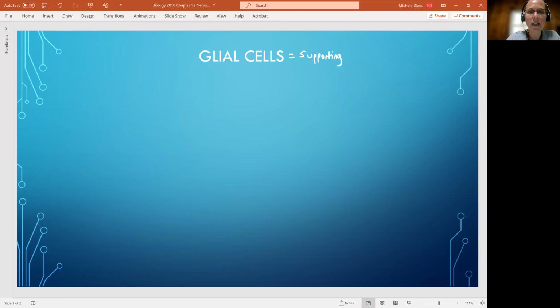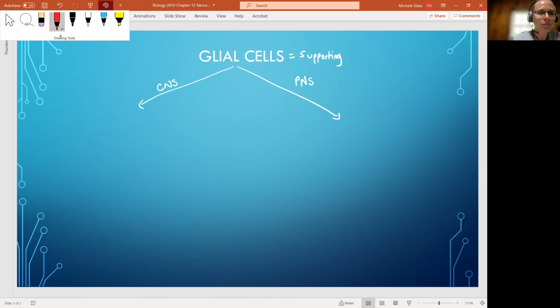And we have 6 types. We have 4 that are found in the central nervous system, and then we have 2 that are found in the peripheral nervous system. The central nervous system, the CNS, remember, it means your brain and your spinal cord. So let's look at these together.